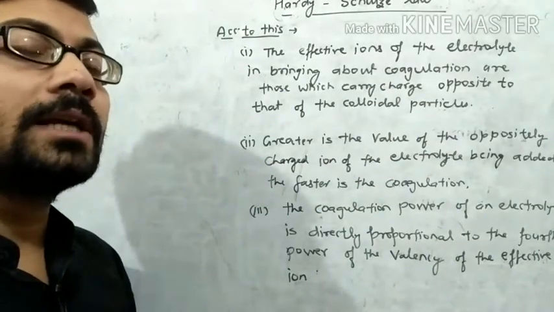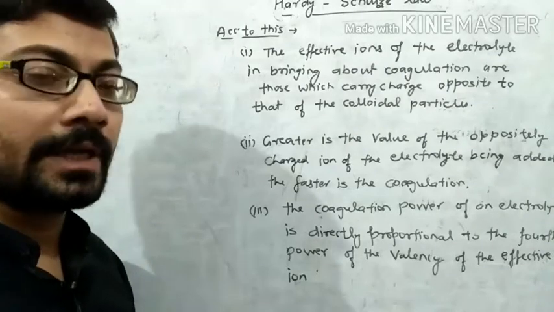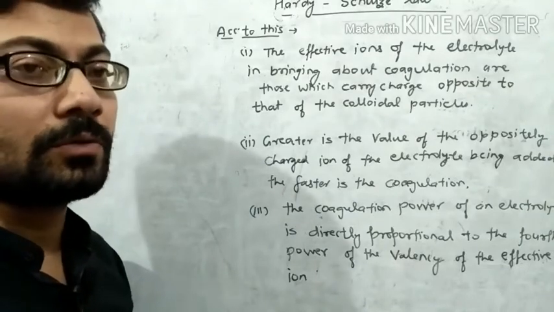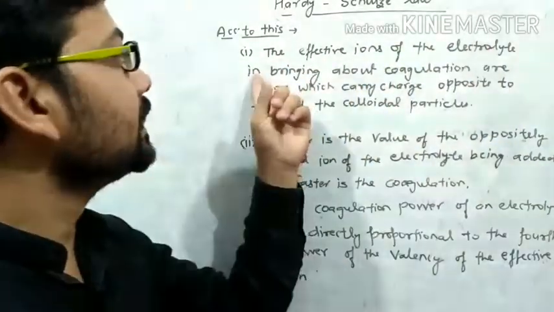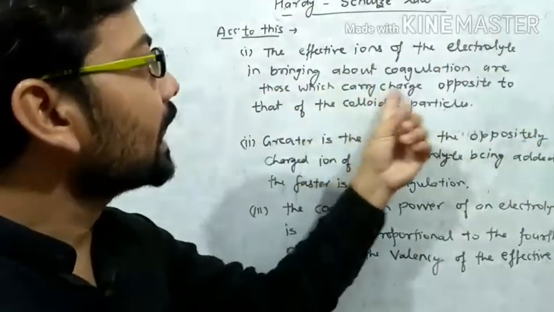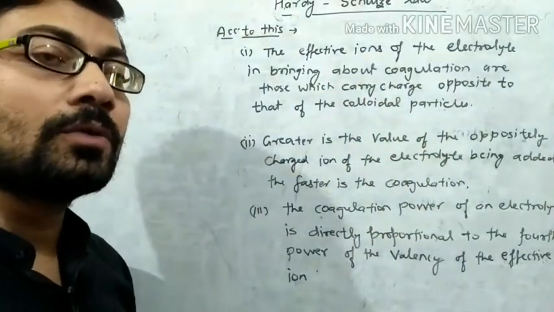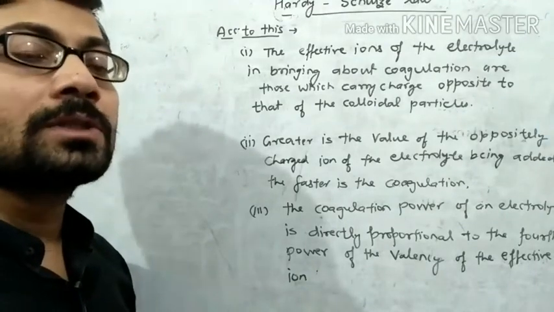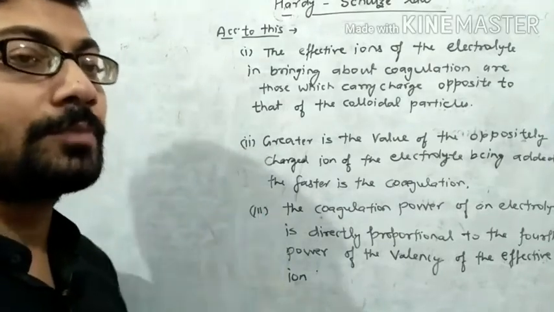Means जो इलेक्ट्रोलाइट हम ऐड कर रहे हैं कोलाइडल सॉल्यूशन में, अगर अपोजिटली चार्ज्ड है तो कोएगुलेशन बहुत तेजी से होगा. फिर से देखा जाए, the effective ions of the electrolyte in bringing about coagulation are those which carry charge opposite to that of the colloidal particle. colloidal particle का जो चार्ज है उसके अपोजिट में जो भी इलेक्ट्रोलाइट ऐड करेंगे उससे बहुत जल्दी से कोएगुलेशन हो जाएगा. I take one example to explain this point.